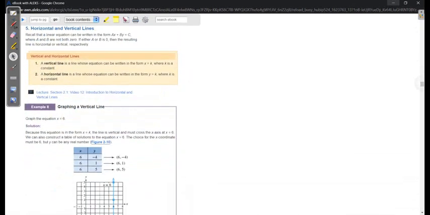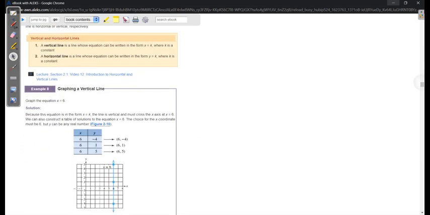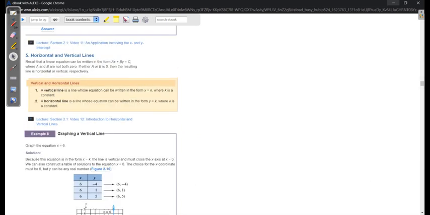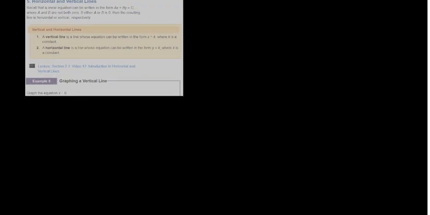All right, next up we've got horizontal and vertical lines. The whole premise of horizontal and vertical lines stems from what we have just done. So this reads, recall that a linear equation can be written in the form ax plus by is equal to c, where a and b are not both 0. If either a or b is 0, then the resulting line is horizontal or vertical, respectively.